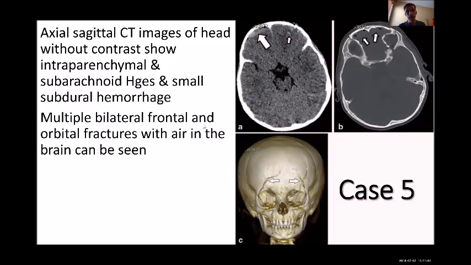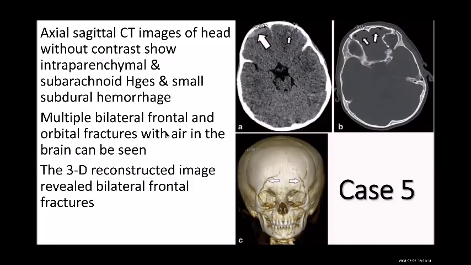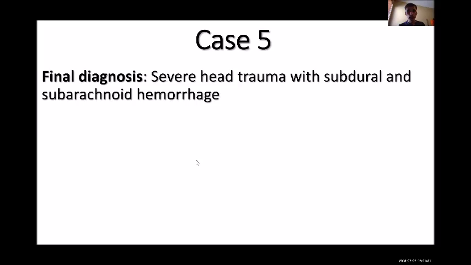So you can see multiple bilateral frontal and orbital fractures, with air in the brain seen here. That black dot is the air, doctor? Yes, remember, any CT scan is X-ray, so black is air. And when you do 3D reconstruction, you can see that. Okay, so final diagnosis: severe head trauma with subdural and subarachnoid hemorrhage.